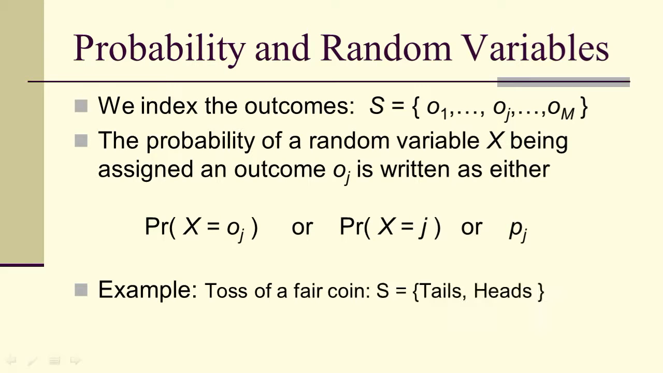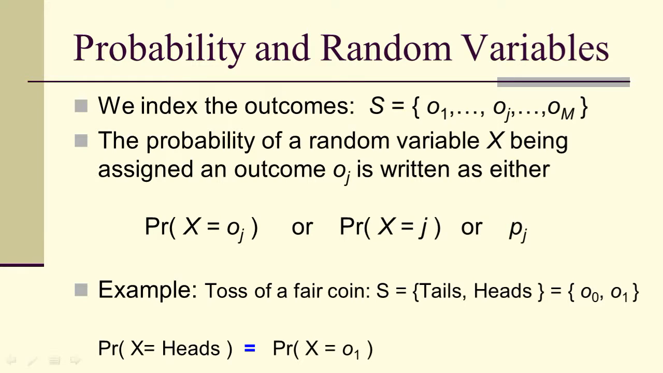For the toss of a fair coin, S is tails or heads, we'll call those outcomes O_0 and O_1 respectively. The probability that X is a heads would be the same as the probability that X equals the outcome O_1. Or a lot of times we'll just say the probability that X equals 1, the index of the outcome, or p_1, and in all cases, if it's a fair coin, that's a half.